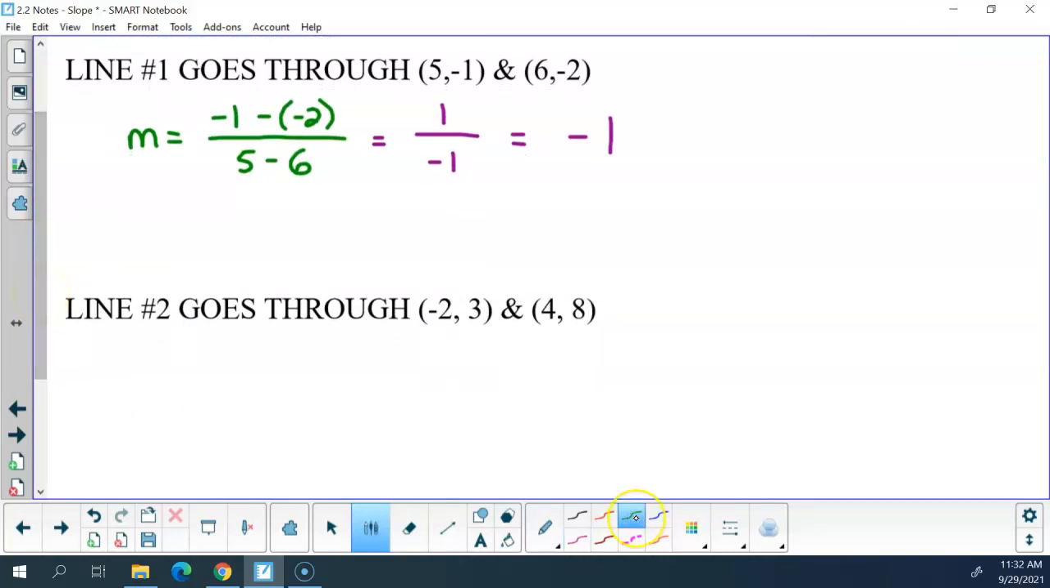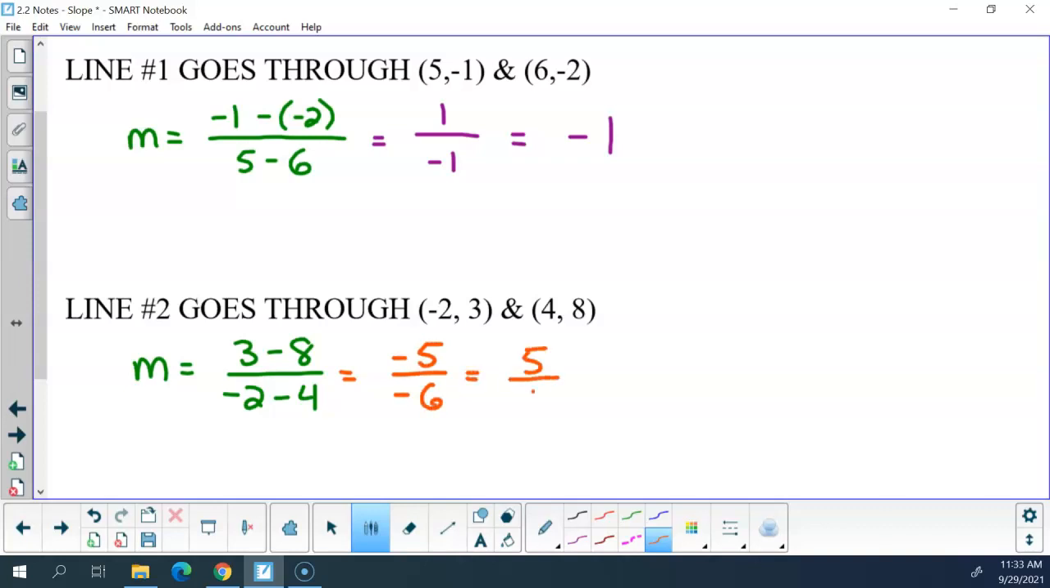Go down here to line number 2. The slope of line number 2 is going to be 3 minus 8 all over -2 minus 4. 3 minus 8 is -5. -2 minus 4 is -6. So that is a slope of 5/6.